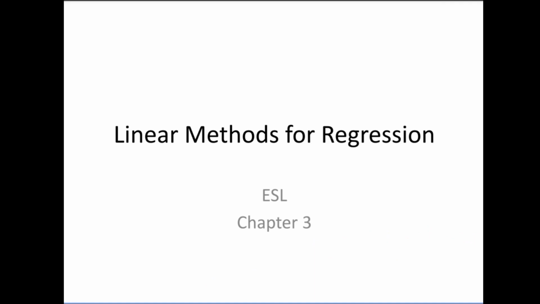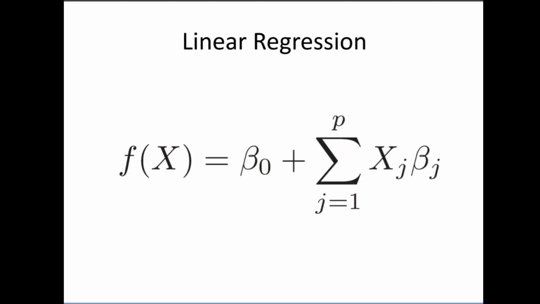So today we are reviewing the third chapter of ESL. The name is Linear Methods for Regression. So first of all, let's see what is linear regression. We are to calculate a function y equal to f(x) equal to beta naught plus the sum over j equal to 1 to p of x_j beta_j.